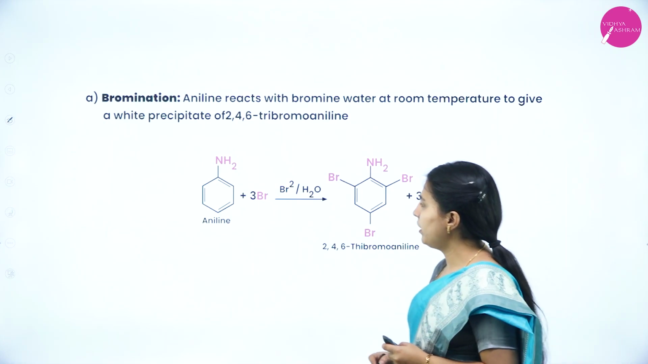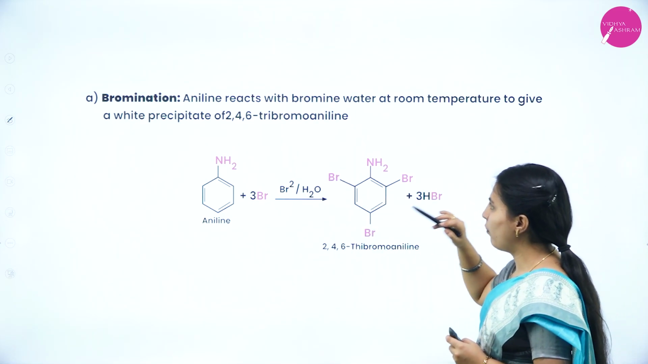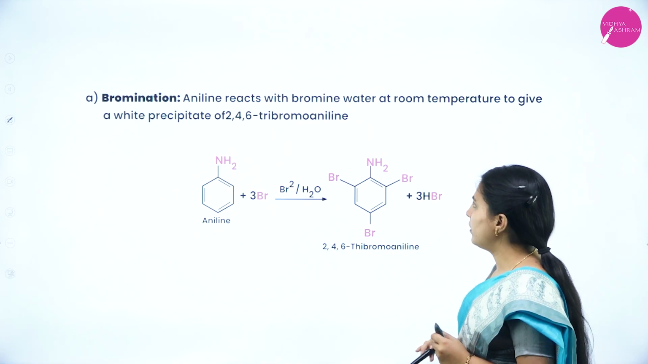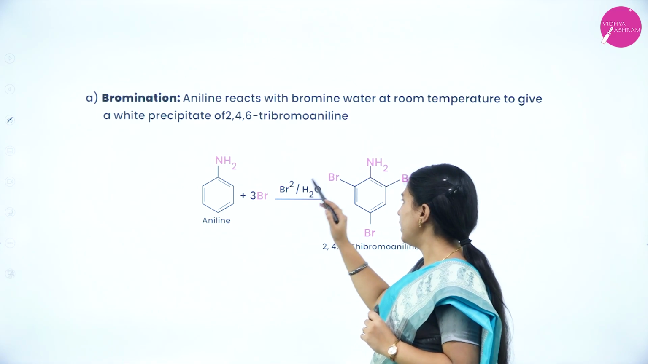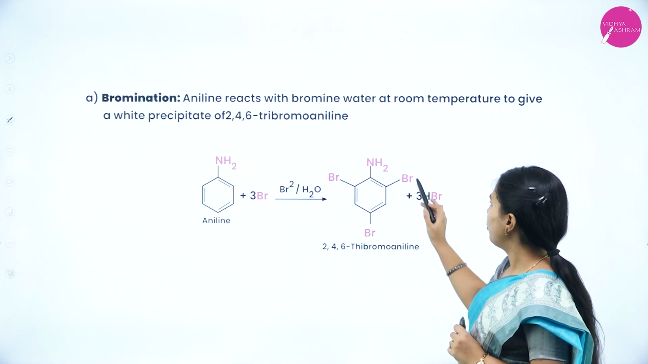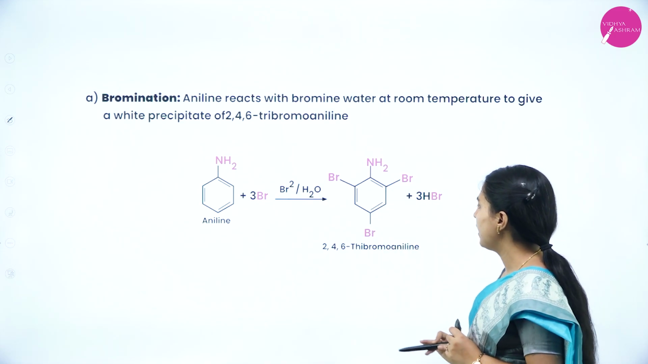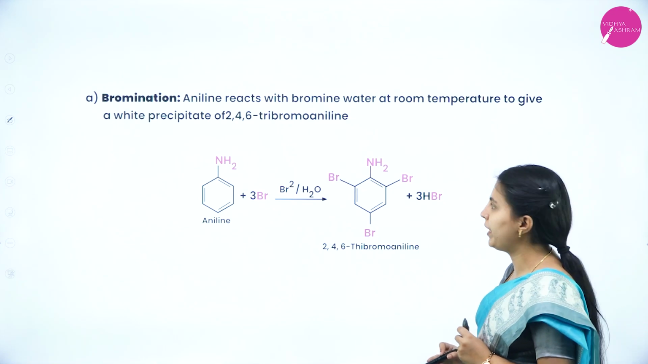Okay. Bromination. Aniline reacts with bromine water at room temperature to give a white precipitate of 2,4,6-tribromoaniline. Here aniline reacts with bromine in the presence of water. Here also 3 molecules of bromine are there. 2,4,6-tribromoaniline will be released with hydrogen bromide.